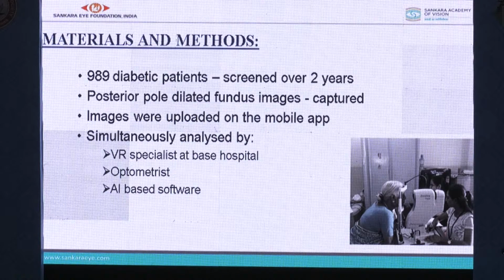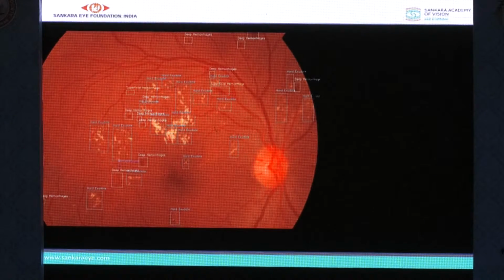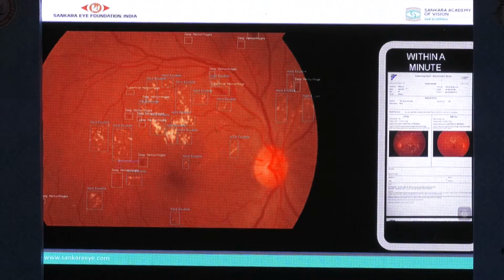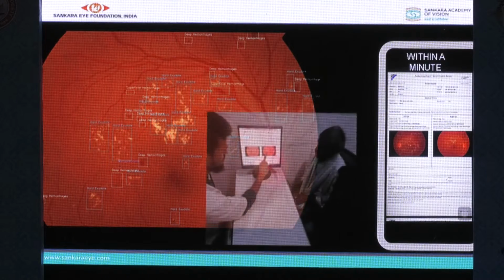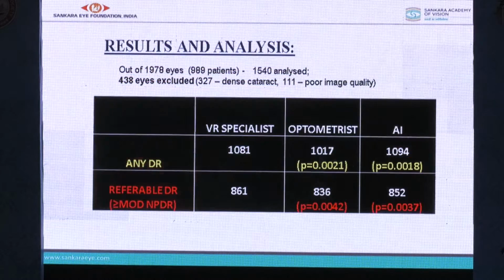Simultaneously, these images were analyzed by the VR specialist sitting at the base hospital, the optometrist at the field site, and the AI-based software on the cloud. This is how the AI grades the image, marks the lesions on the fundus, and gives annotations of various different lesions on the fundus. The report is displayed on the mobile screen within less than a minute. The advantage is that this can also be used to educate the patient and emphasize the need for regular screening.